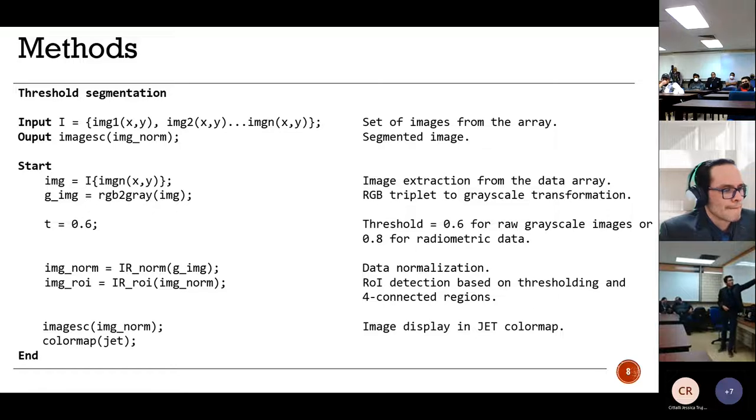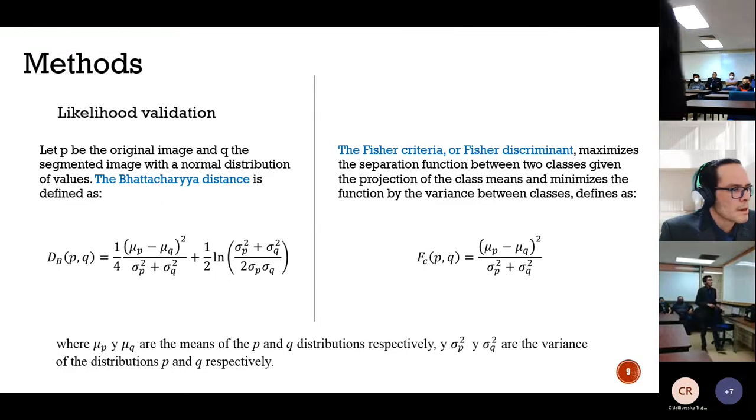Then we set our threshold, which we found to be 0.64 for images or 0.84 for radiometric data, as a matrix. Then we perform, of course, a data normalization from 0 to 1. We detect a region of interest based on thresholding, and we also eliminate interferences based on four-connected region pixels. And then finally, we display it with the jet color map, which goes from red to blue, red being the warmest spots and blue the coldest spots.